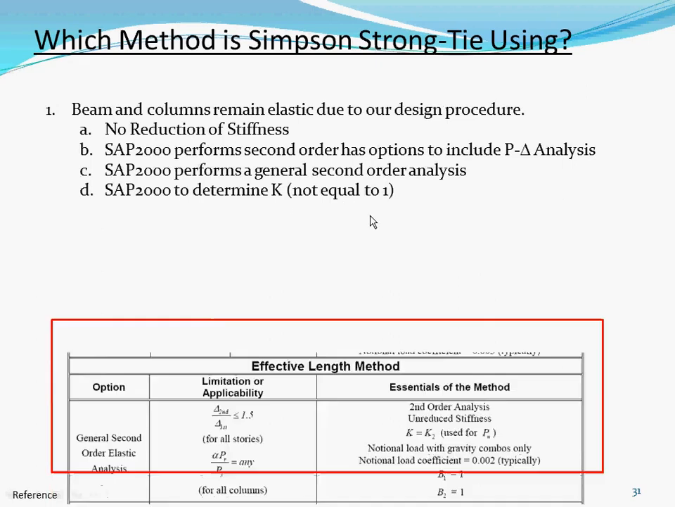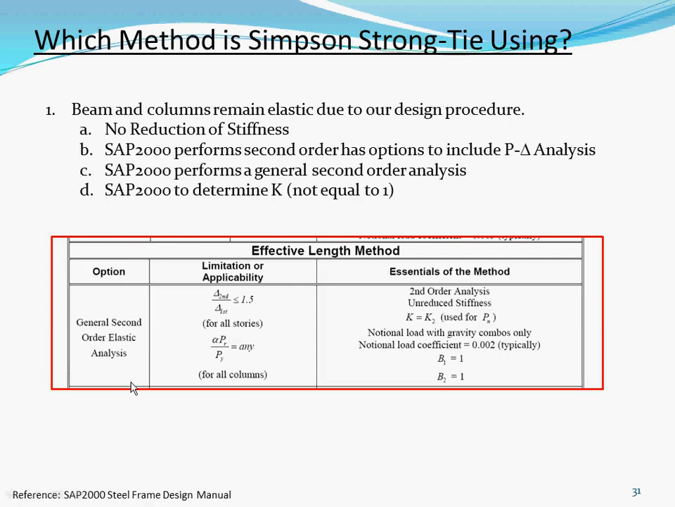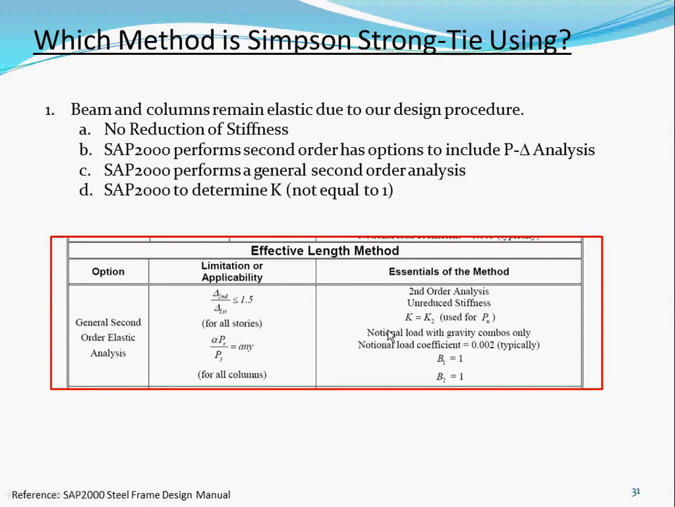So we're using the effective length method, general second order analysis, and the applicability is that your second order has to be less than first order by 1.5. So that's what we're using, and it's set up in the template. Just want to go through the background for you guys and see what we're doing.